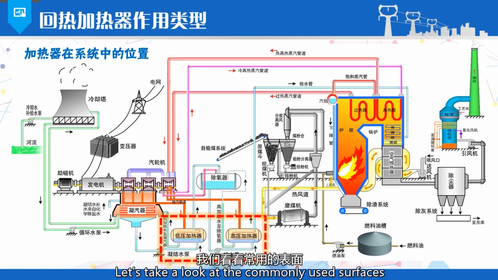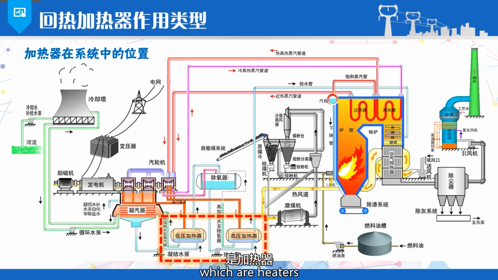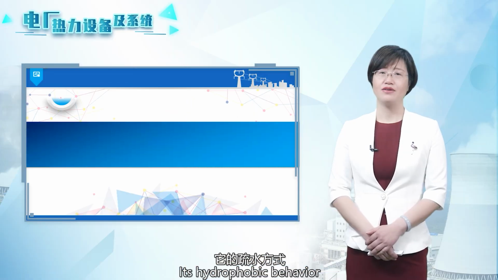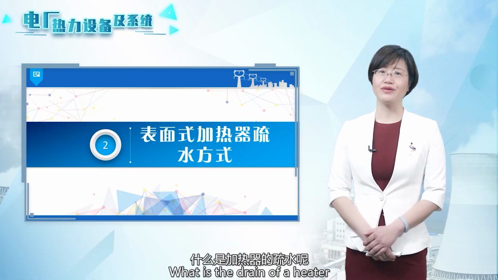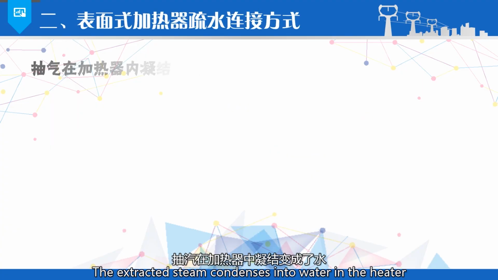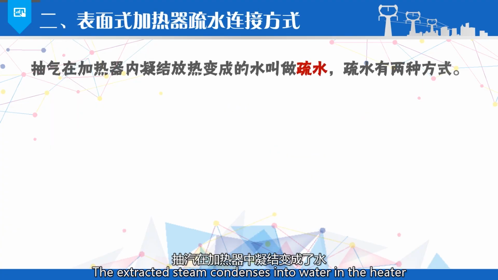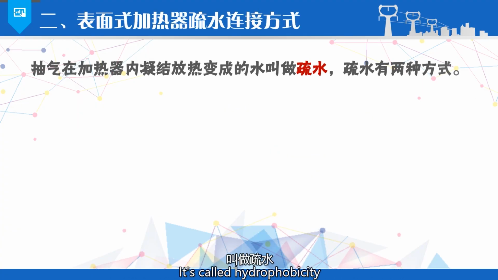Let's take a look at the commonly used surface heaters and their drainage. What is the aim of the drain? The extracted steam condenses into water in the heater. It's called drain water. There are two ways to drain water.